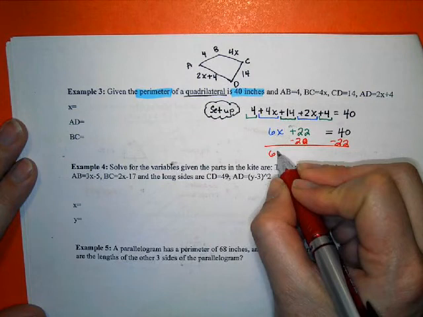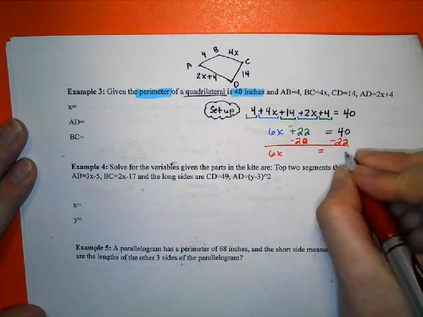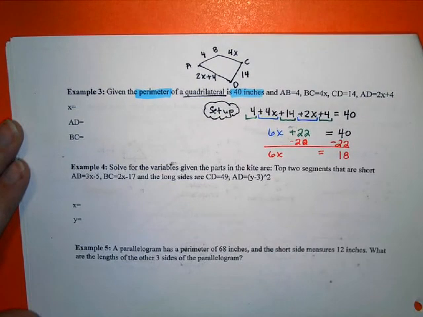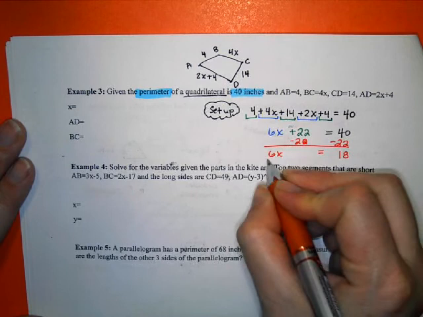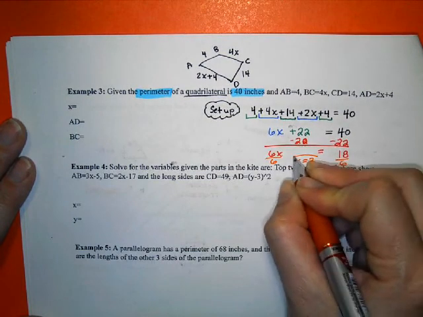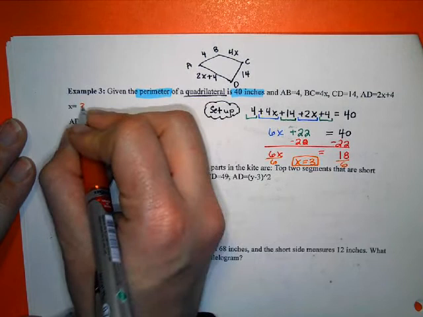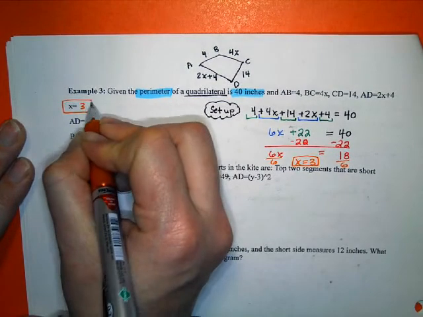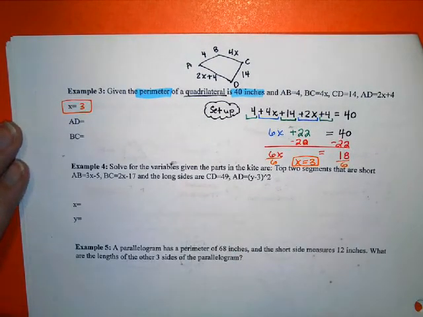Alright, so we are good to solve now. How do I get x alone? Subtract the 22. Divide by that 6, and x is equal to 3. Good.